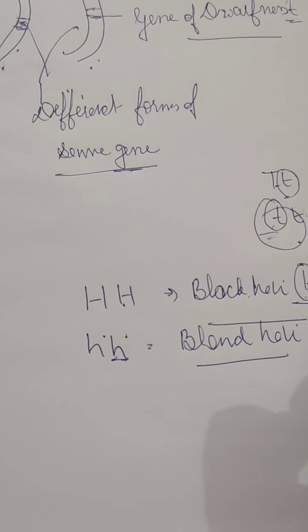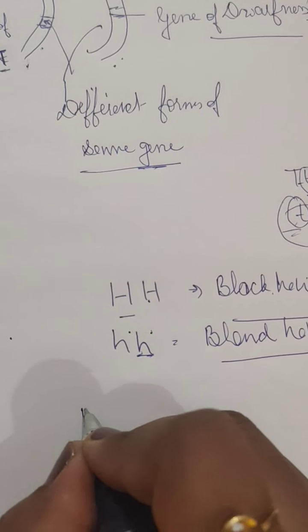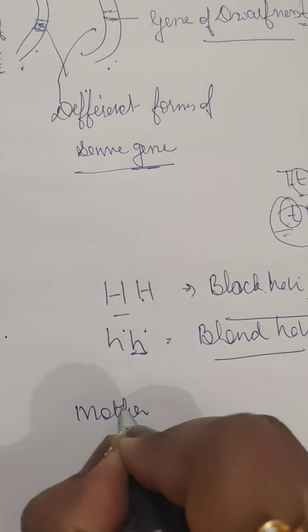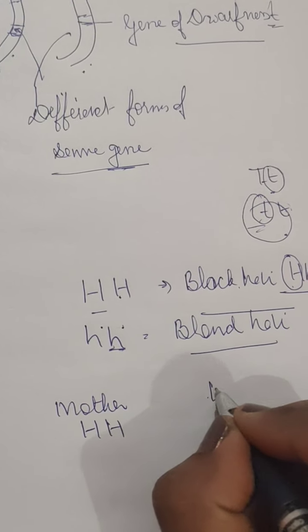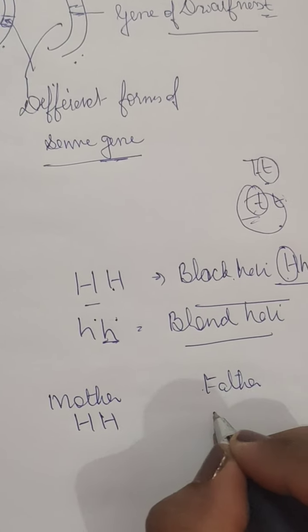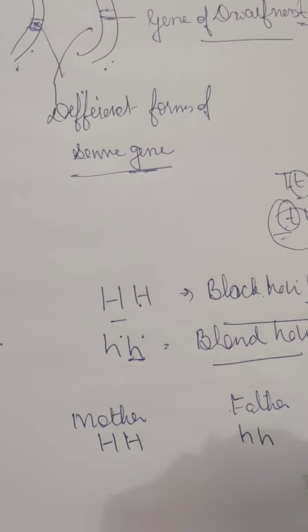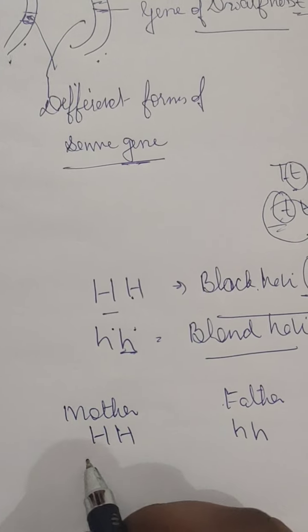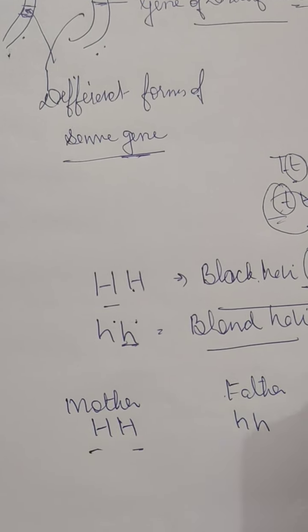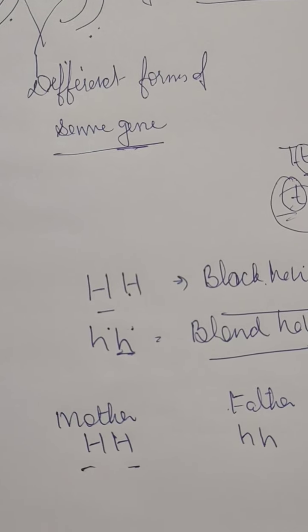So in this case, a mother has black hair, and the father has blonde hair. So what will be the color of the child's hair? The child will definitely have black hair, because of the transmission of hair color genes from the mother and father.